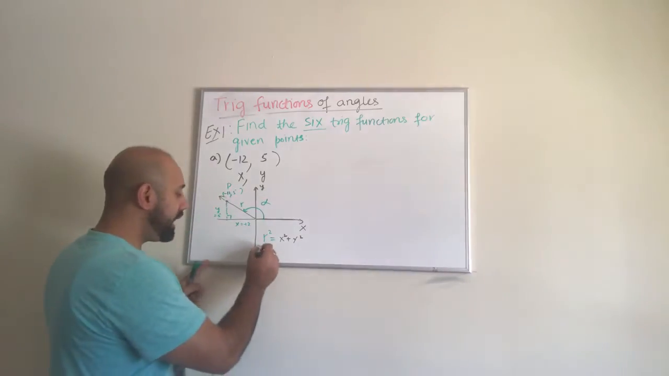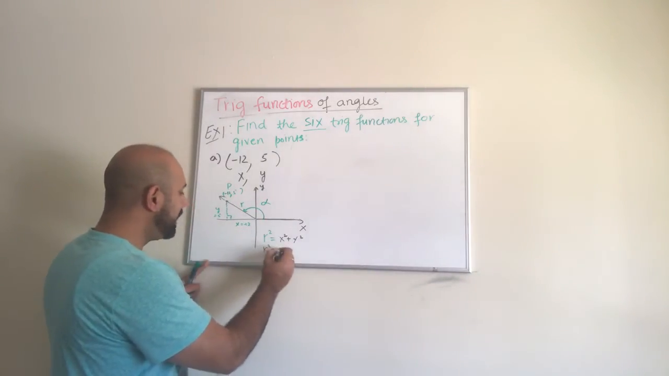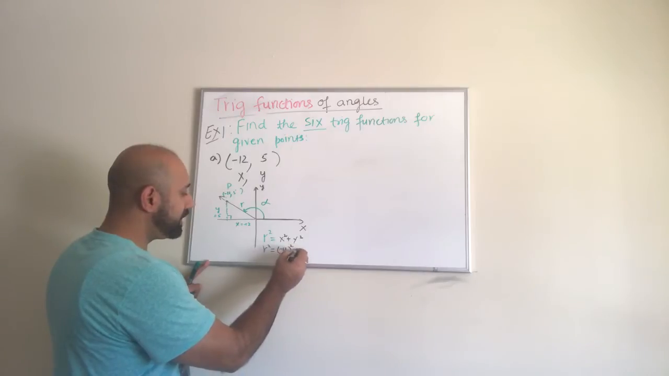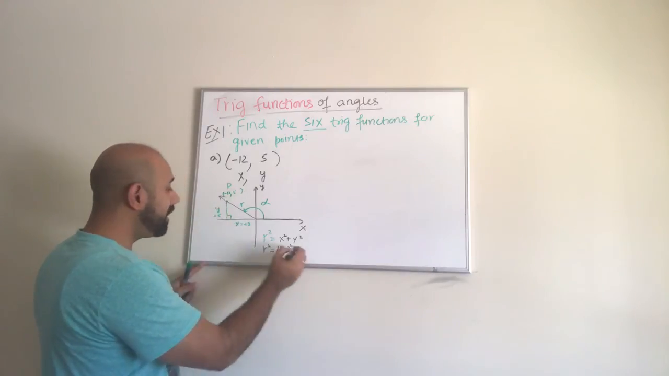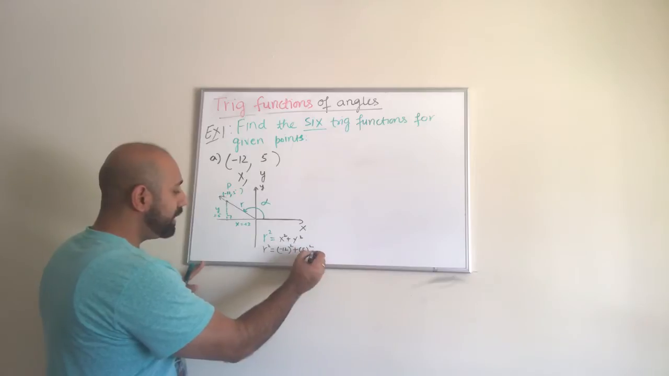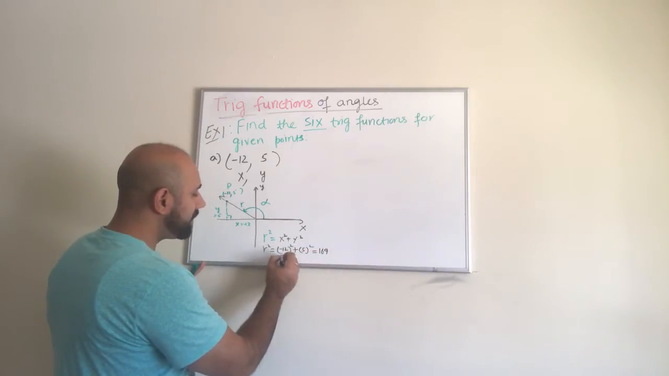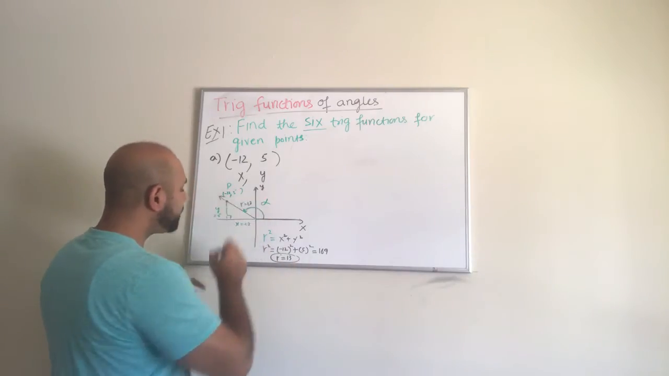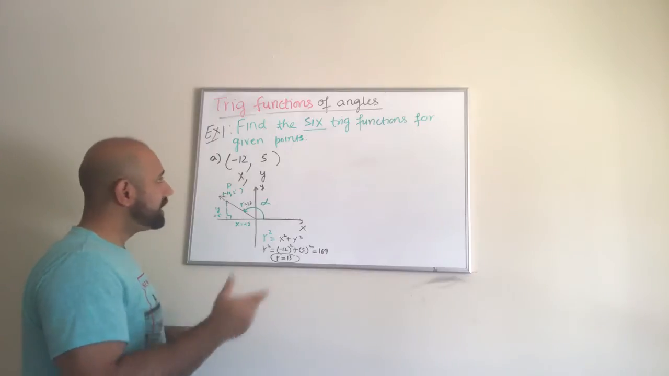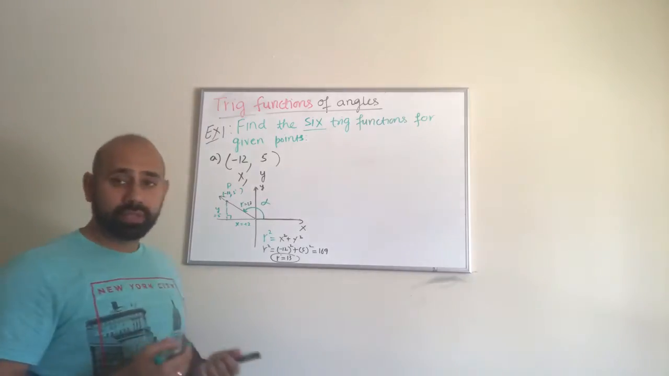Based on this, we have r squared equals x squared, which is (-12) squared. Be careful with the signs, you have to put the signs as they are, plus 5 squared. Once we simplify, it becomes 169, and when we take the square root on both sides, you get r equals 13. So r is 13. We have all the 3 quantities that we need in order to write the trig functions.